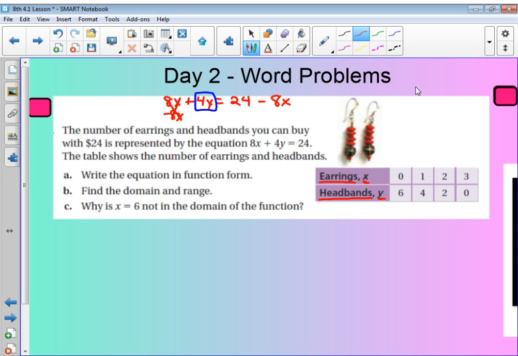Okay, now we want to get y by itself. So right now it's 4 times y. So we're going to divide by 4 to get rid of the 4 off that, and we're going to do that to each of these.